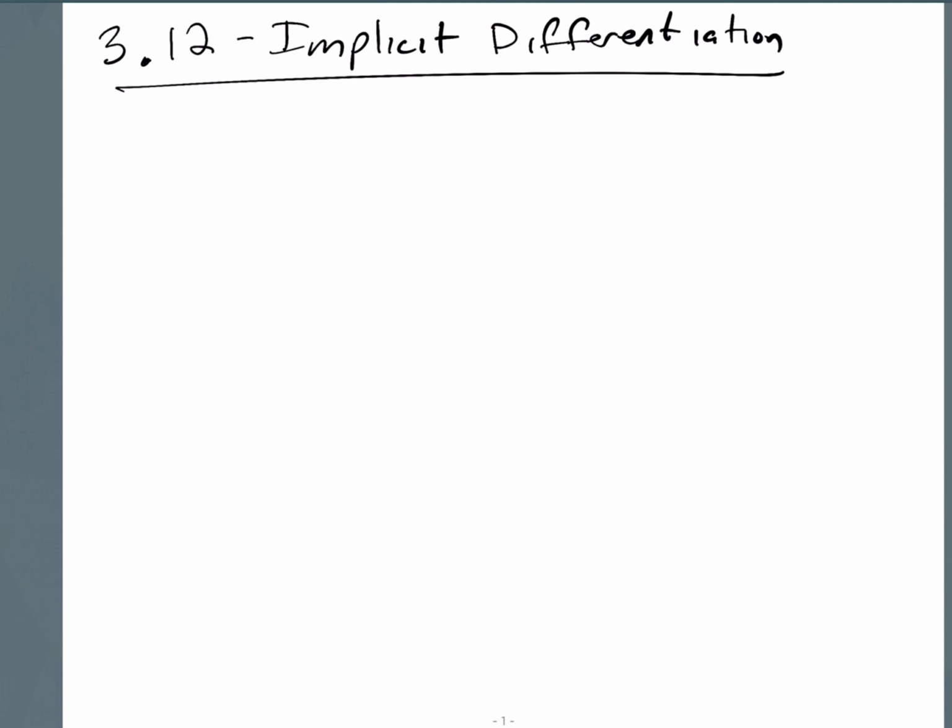So how are we doing? We're in 3.12, I believe. Implicit differentiation. Okay, all right. So let's do a quick recap. I know we did this a lot last time, but let's just do it again.